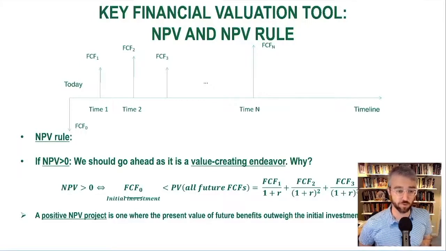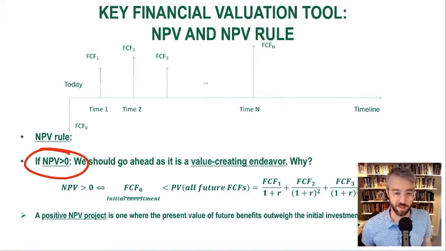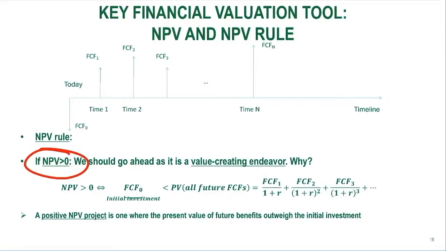So our rule says, when should you do the project? You should do the project if NPV is greater than 0. We're going to go ahead and call it a value creating endeavor. Why? Because the NPV is the sum of the present values of the initial investment and the present values of all the future cash flows, where the initial investment is negative and the present values of all the future cash flows is typically positive. A positive NPV is going to mean that those positive benefits are bigger than those negative costs.